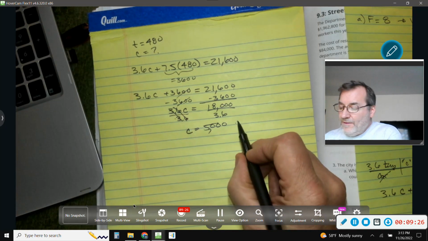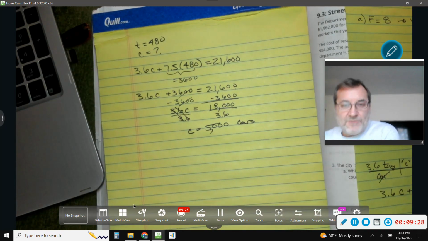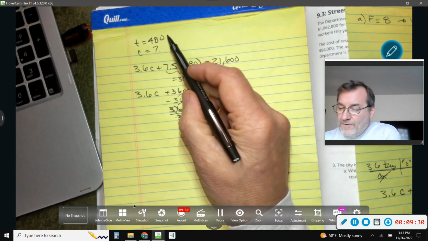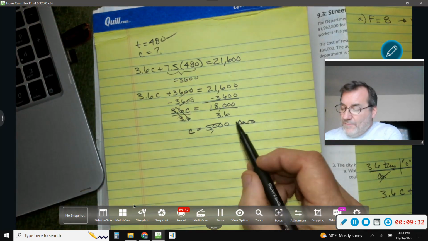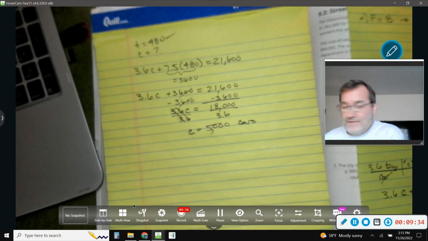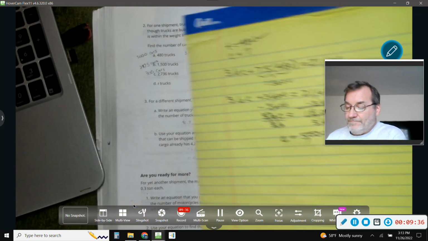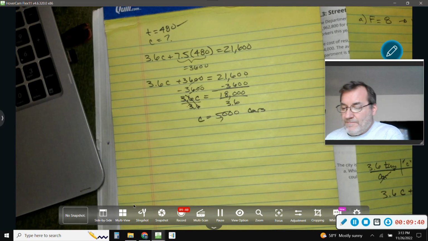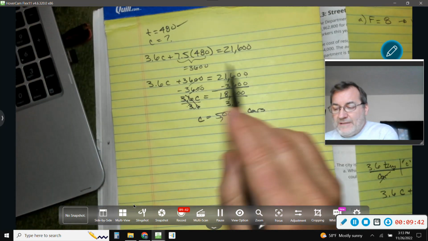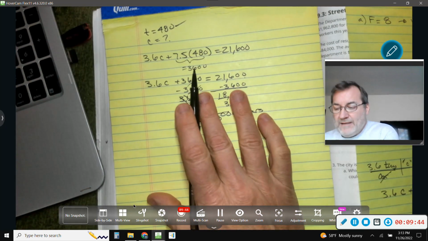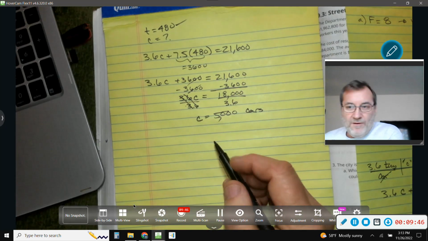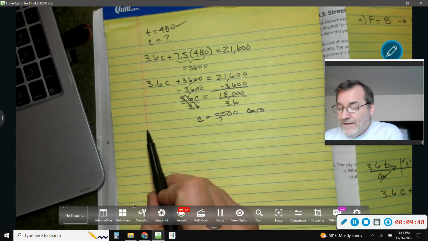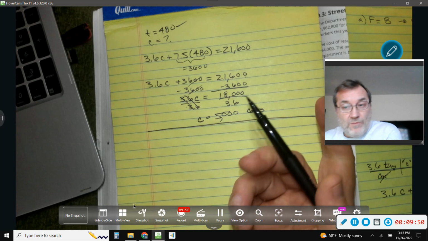So 5,000 cars. That's how much you can get. So 480 trucks combined with 5,000 cars will fit into that ship. The next one says 1,500 trucks. All right. So now we can go through this each time, or we can just take this equation and solve for the unknown and then do our substitution. That might be another easier, quicker way for you.